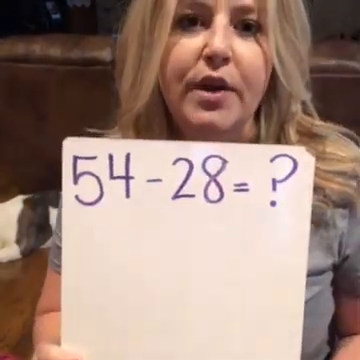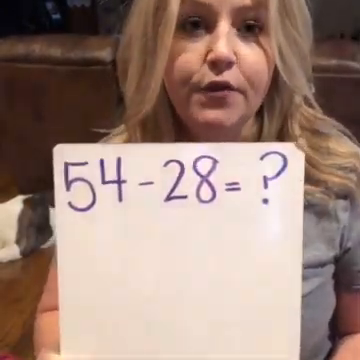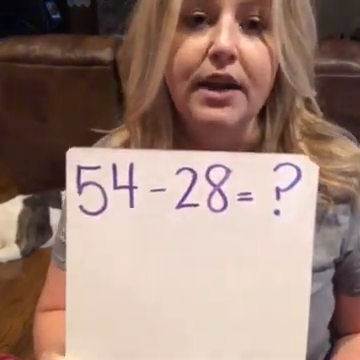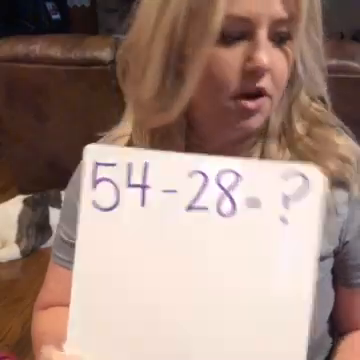Thank you, Miss Potter. So the hundreds chart is a way that we can use to solve two-digit subtraction. We talked about this the other day when we were doing two-digit addition. So this is the equation that we are going to focus on today, 54 minus 28. There are actually two ways that we could do this on the hundreds chart.